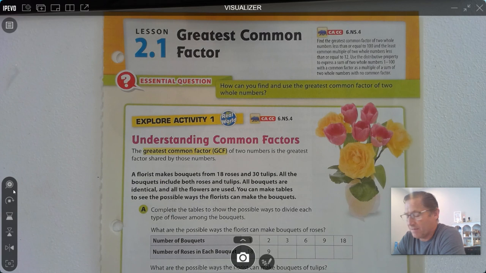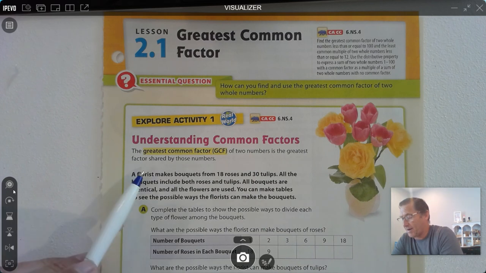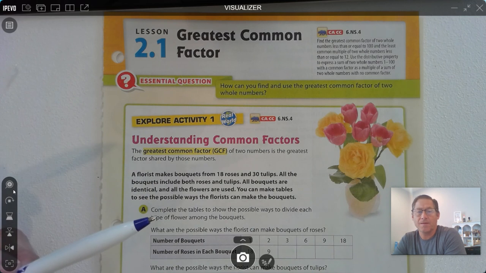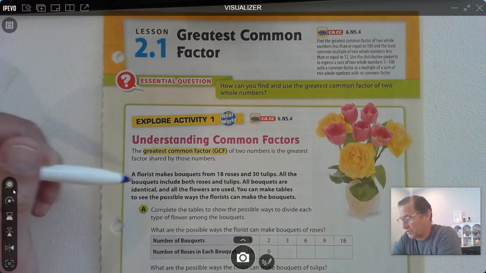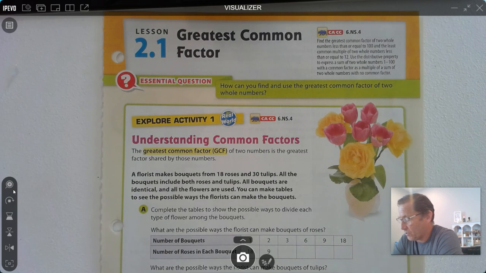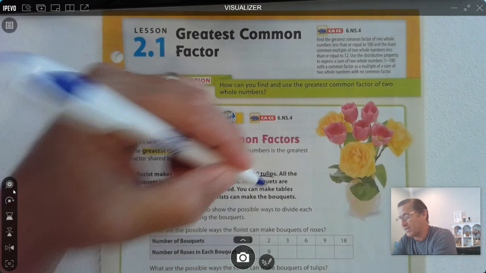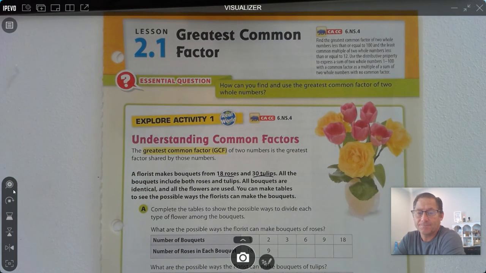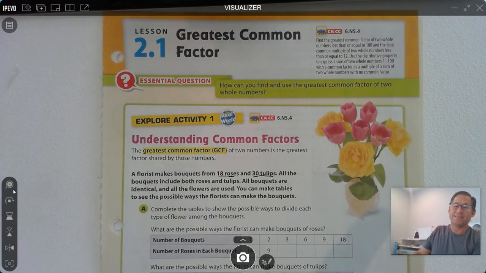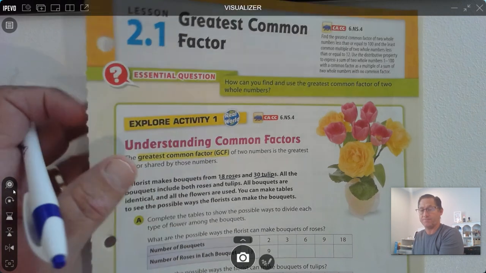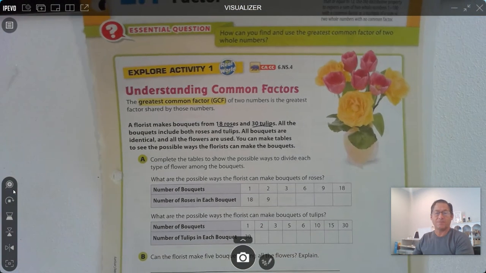So let's look at explore activity number 1 to get an understanding of common factors. The greatest common factor of two numbers is the greatest factor shared by those numbers. All right. And so here's a question. A florist makes bouquets from 18 roses and 30 tulips. All the bouquets include both roses and tulips. All bouquets are identical and all the flowers are used. To solve this, we can make tables to see the possible ways that the florist can make the bouquets. So let's complete this table here.